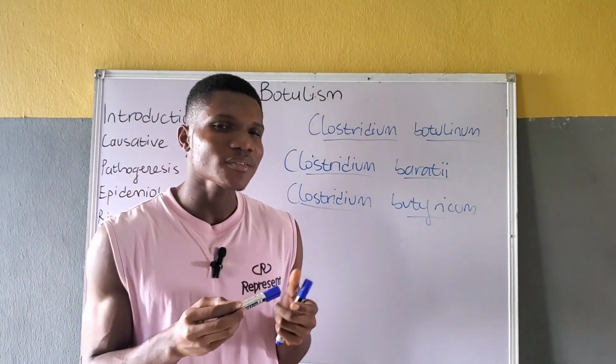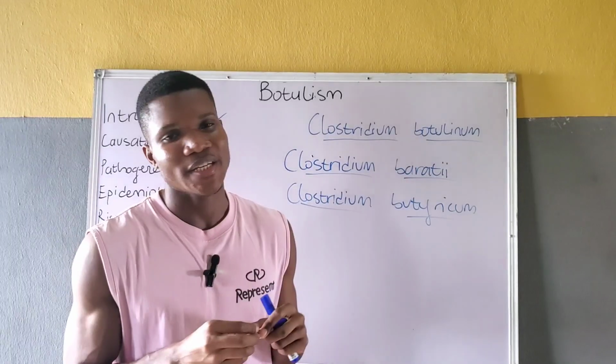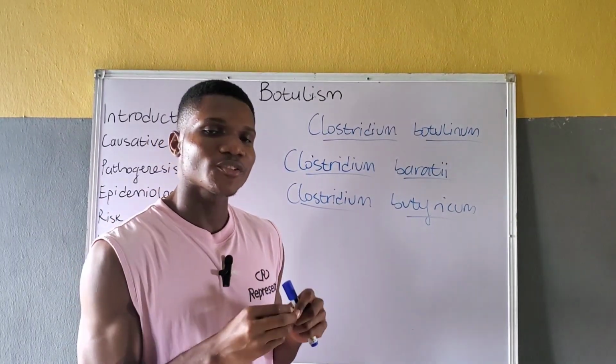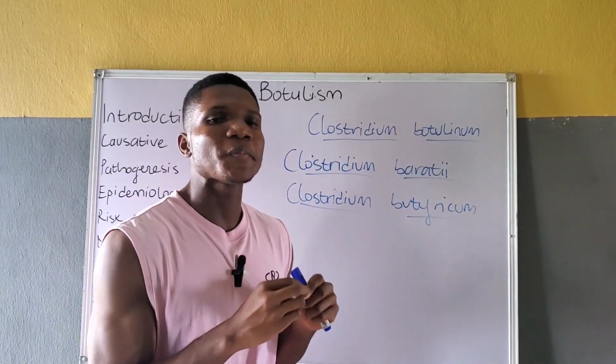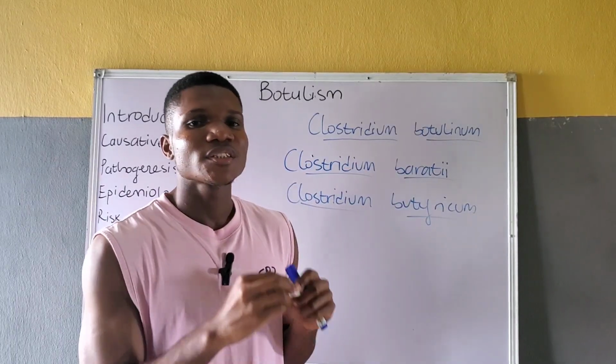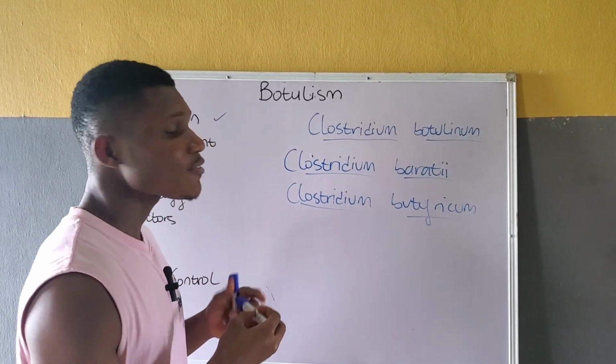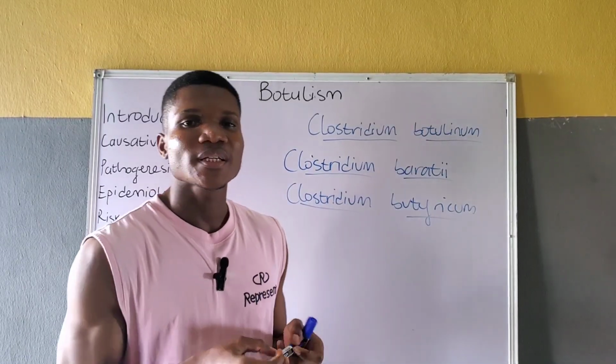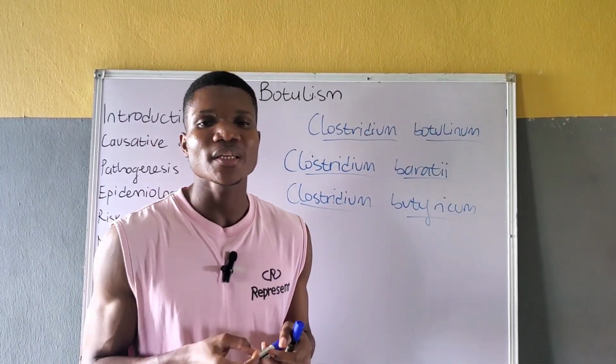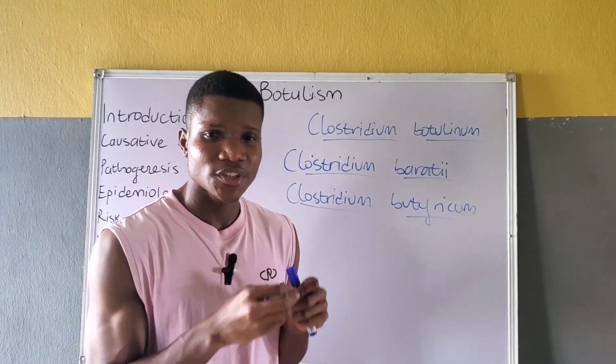There are about 7 immunologically distinct serotypes of the botulinum neurotoxin. We have type A, type B, type C, type D, type E, type F, as well as type G.